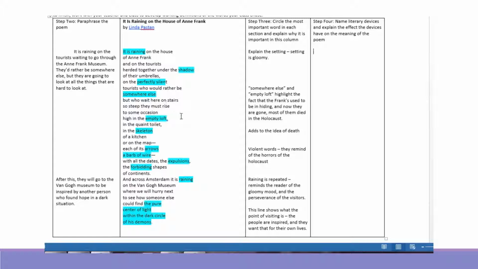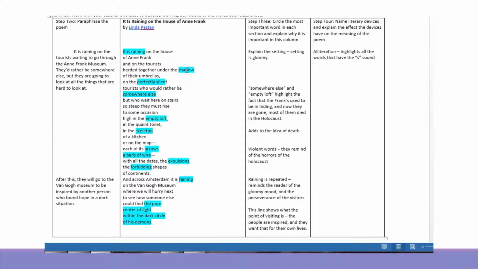So all of those things kind of stand out because the sounds are together, so it just brings more attention to anything that has that S sound. And then as we go forward, also the skeleton of a kitchen stands out because of the alliteration as well. So I'm going to put alliteration, and that it highlights all the words that have the S sound, and it just makes them stand out more, and it shows their importance. So that's one thing that I would notice.